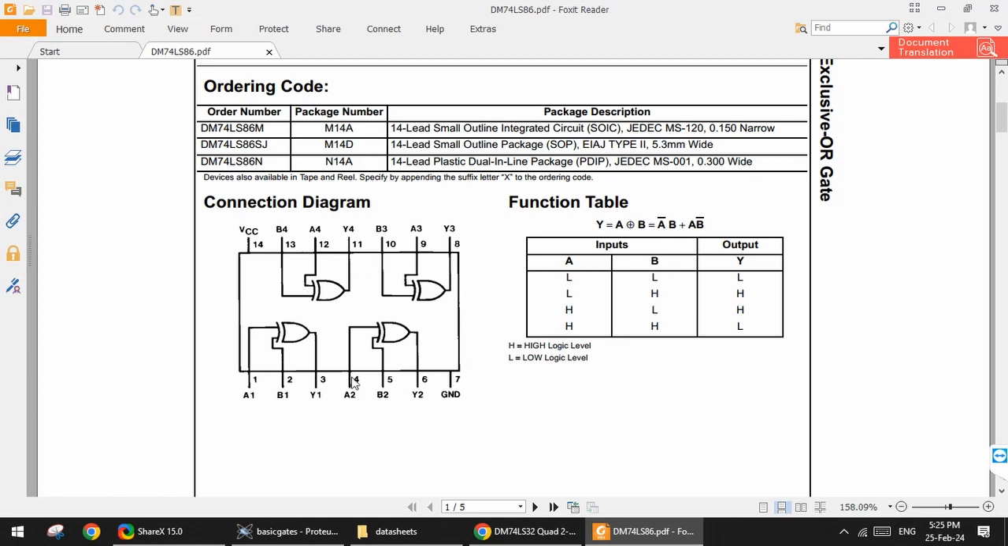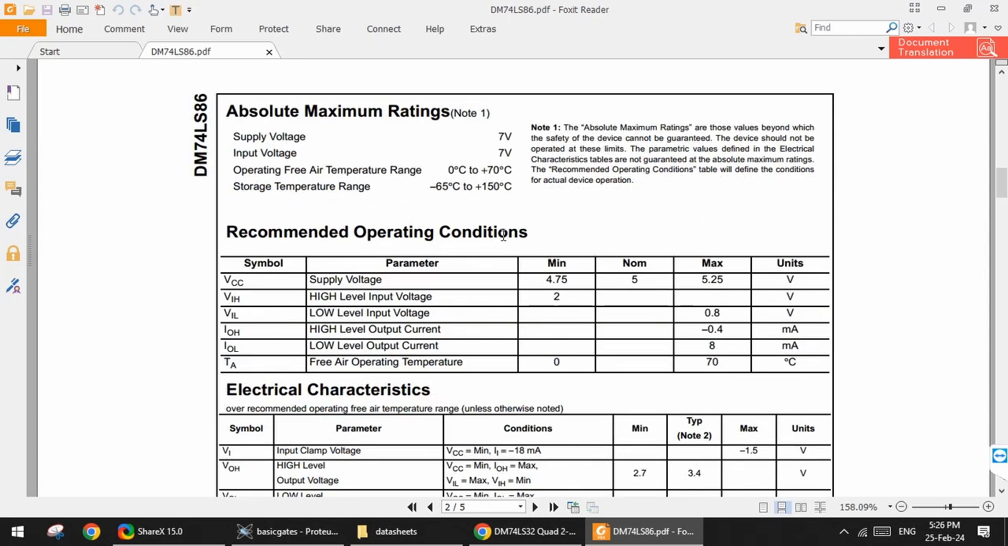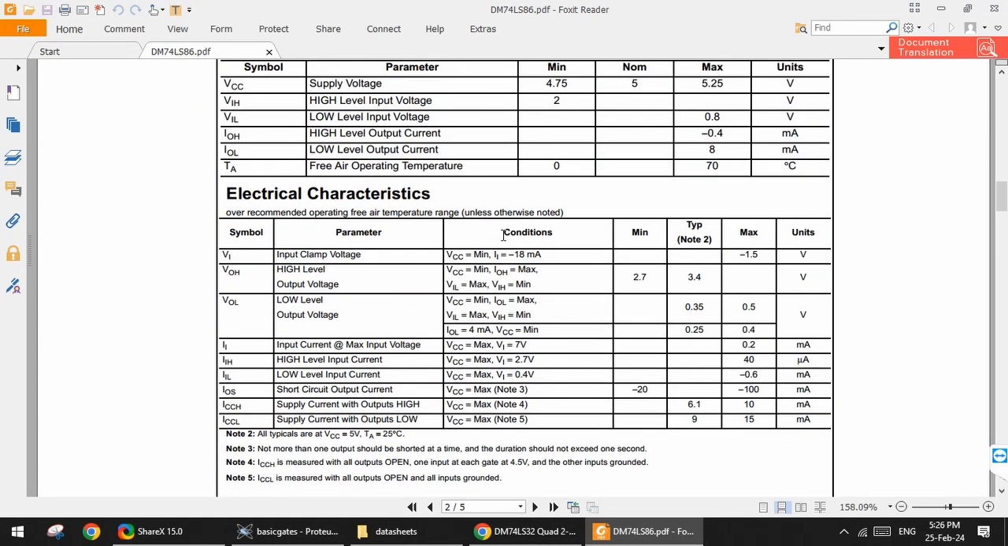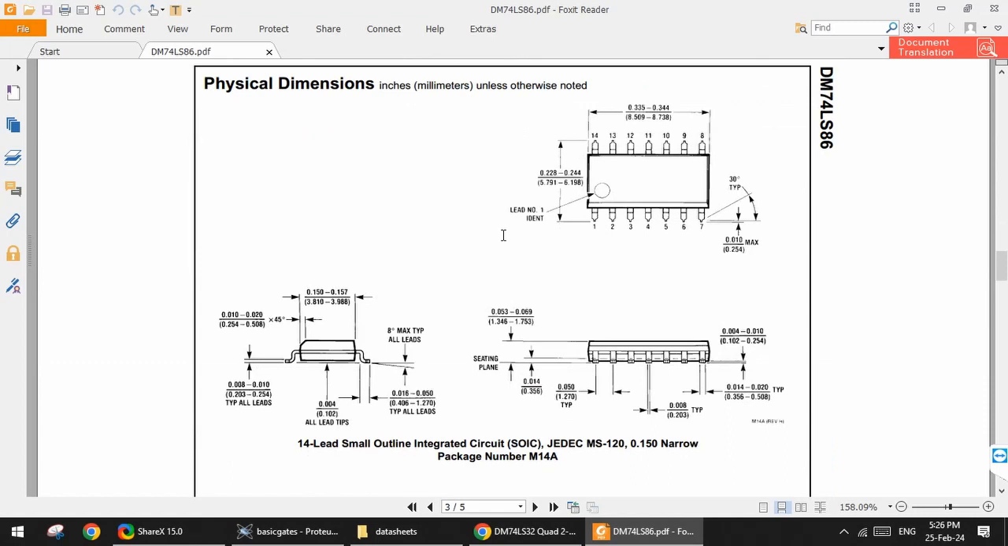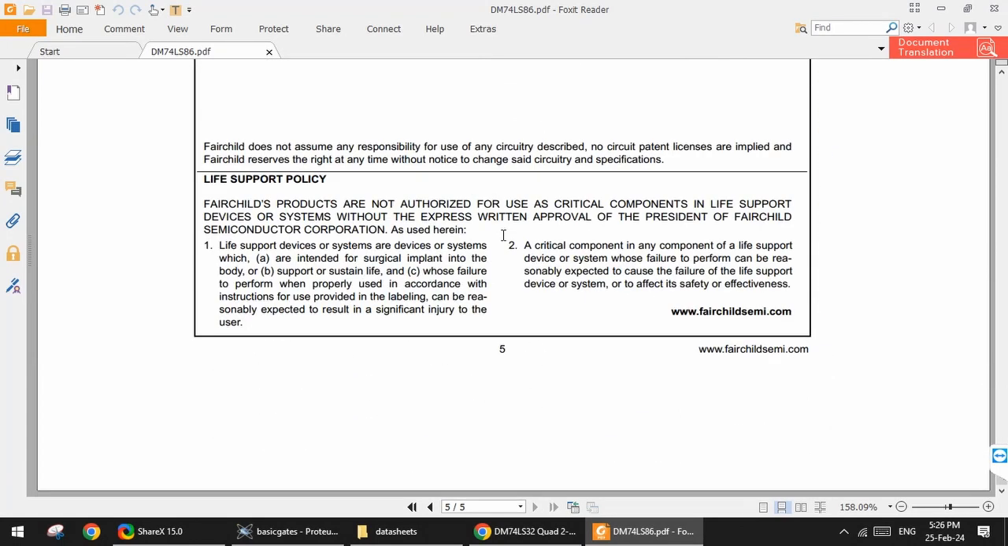This is the function table. You have the inputs at pins 1 and 2 and the output at pin 3. And this is the function table. You can see the Boolean equation for the exclusive OR function as well. Then supply voltages, electrical characteristics, and some physical drawings.